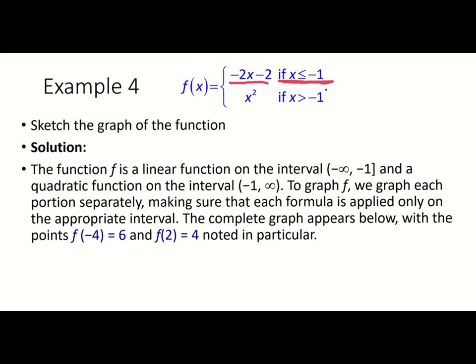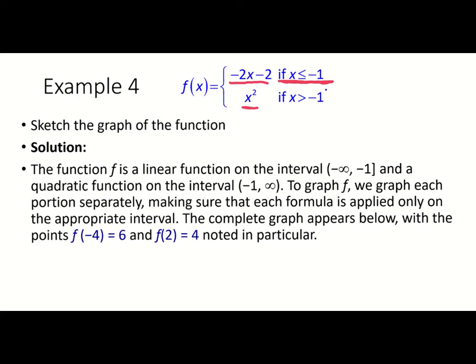The second part of our function is x squared, so it would be a parabola. In our case, the function exists if x is greater than negative 1. So again, when I'm trying to find x values to graph this, I have to plug in numbers that are greater than negative 1.